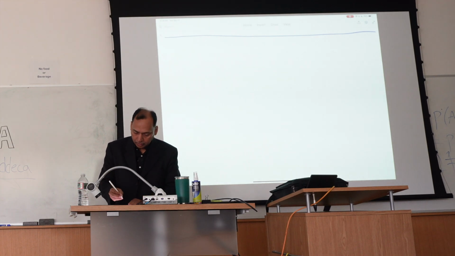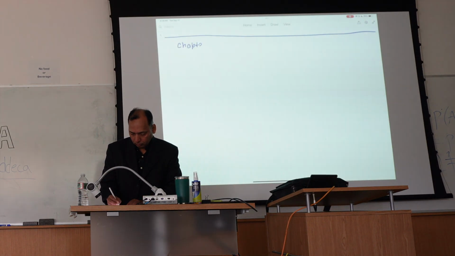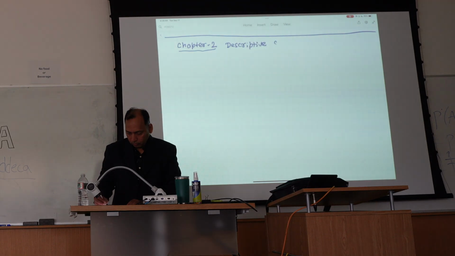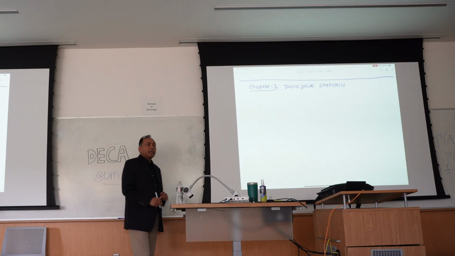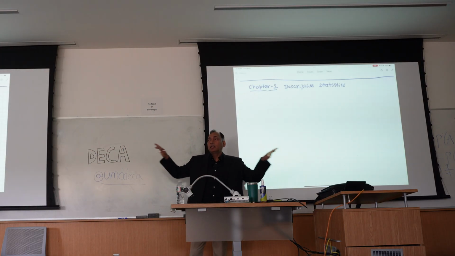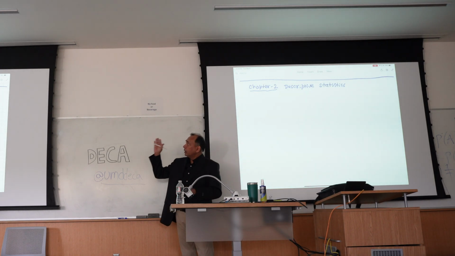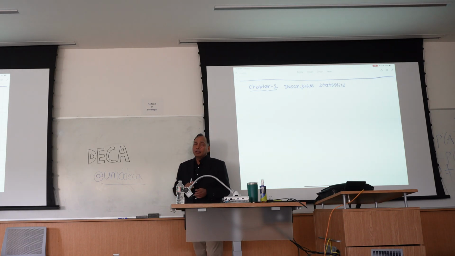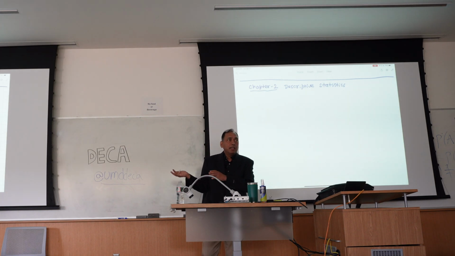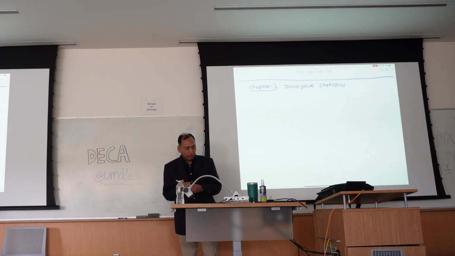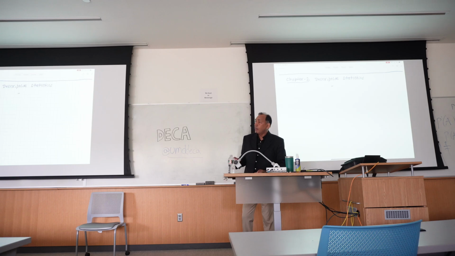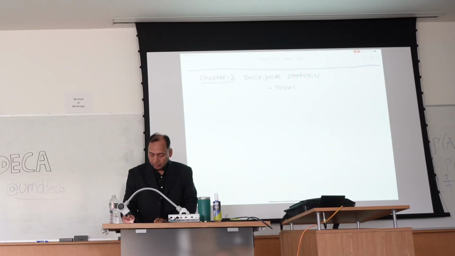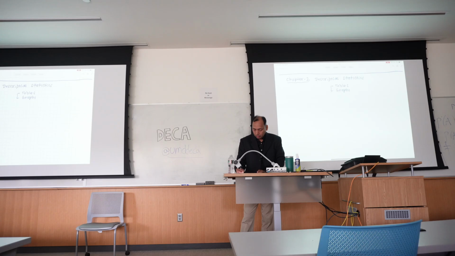So chapter 2 is descriptive statistics. In chapter 1 I mentioned that statistical methods are broadly divided into two categories. One of them is descriptive statistics, the other is inferential statistics, where we draw inference about the population. The most common forms of describing or summarizing data are tables, graphs and charts, or just numbers.